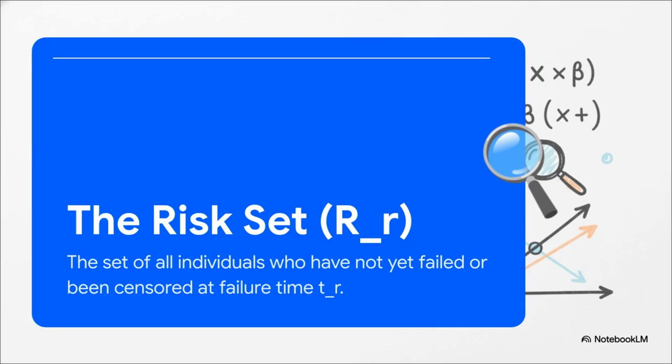By only including the people still at risk at each specific failure time, the model inherently and very cleverly accounts for the sequence and the timing of events. This is fundamental. It's not just about if an event happens, but when it happens. And this structure is how the model understands that.